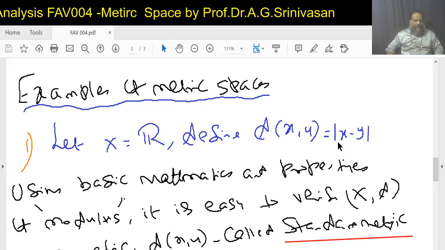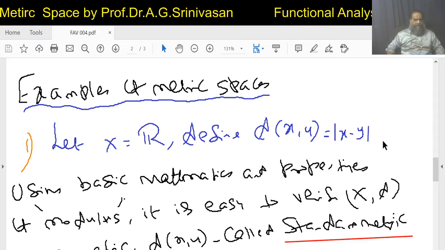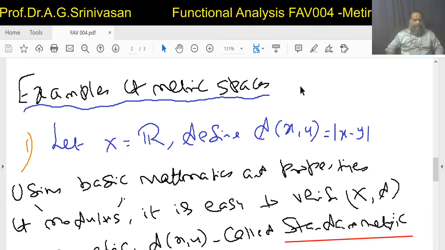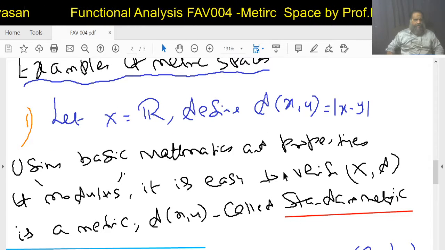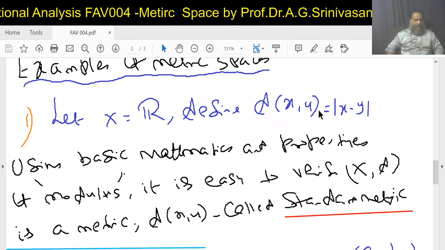So using the properties of modulus, it is easy to verify that d is a metric. To show the triangle inequality, d(x,y), the modulus of x minus y, is less than or equal to the modulus of x minus z plus the modulus of z minus y, and using the modulus property, it is easy to show that d(x,y) is a metric. This d is called the standard metric for R.